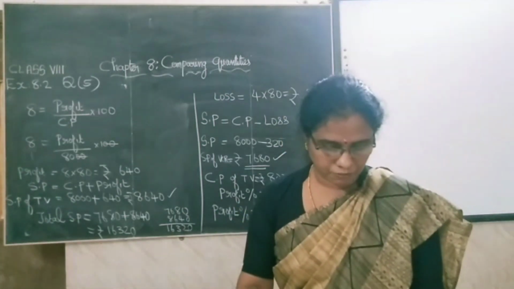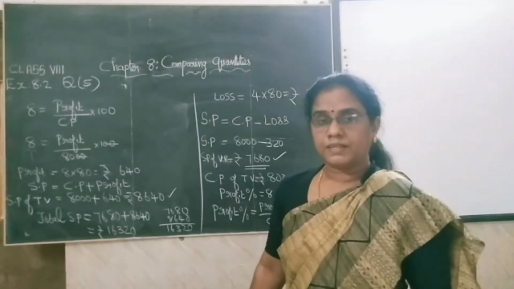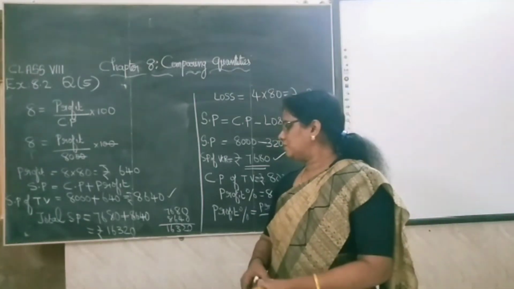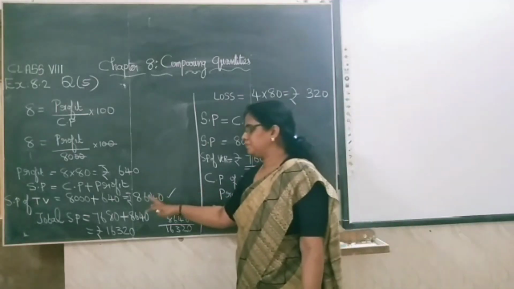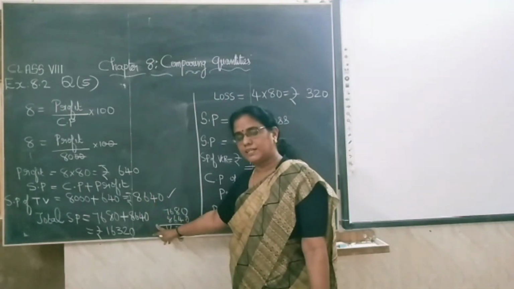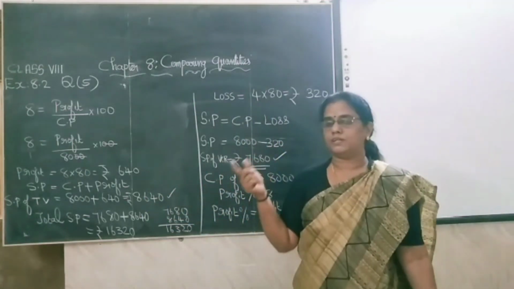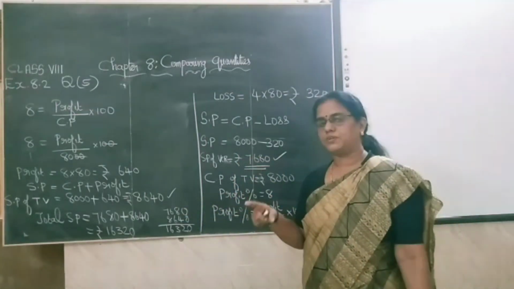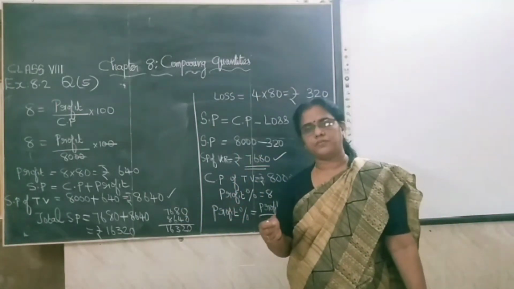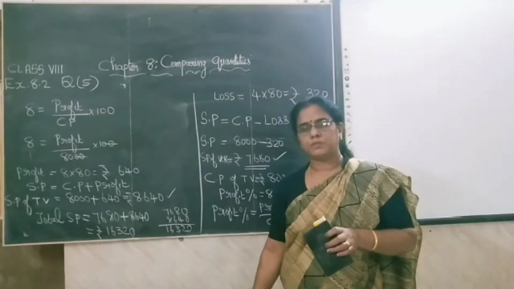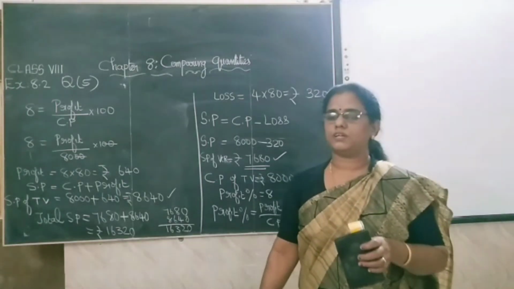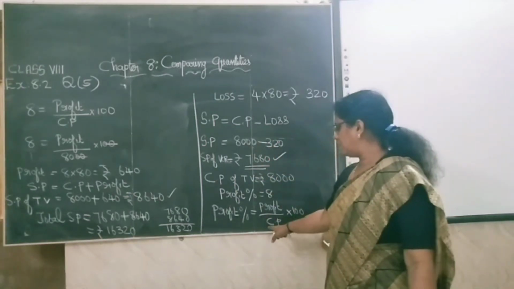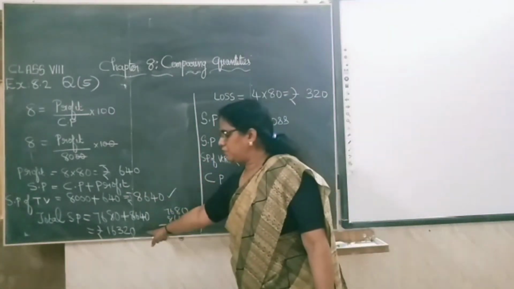And here what we have to find is the gain or loss percentage. So first we will find the total selling price, and we already know the total cost price. So we can find out whether there is profit or loss. If there is profit, you have to find the profit percentage, and if there is loss, you have to find the loss percentage. So after writing up to here, you write up to here.